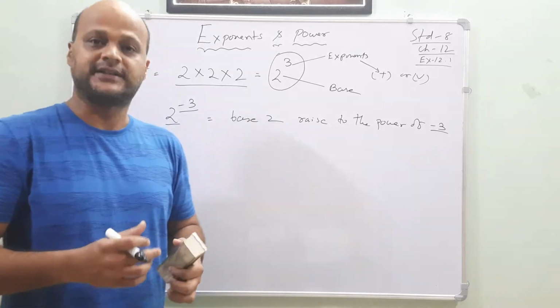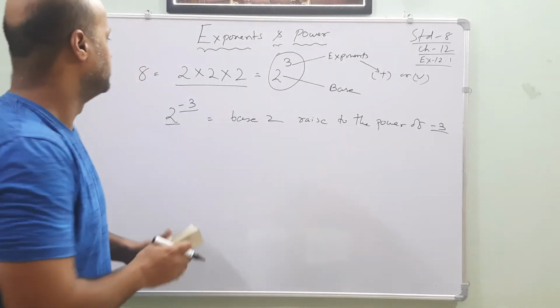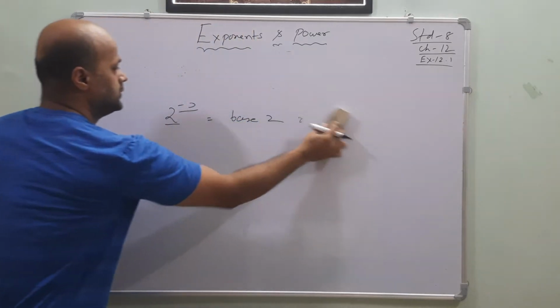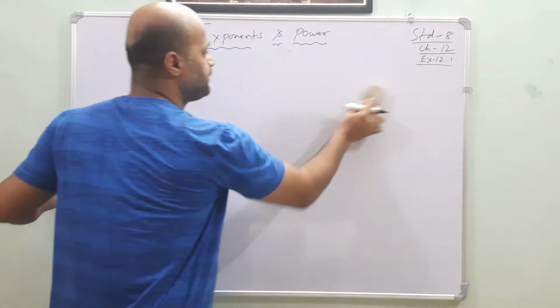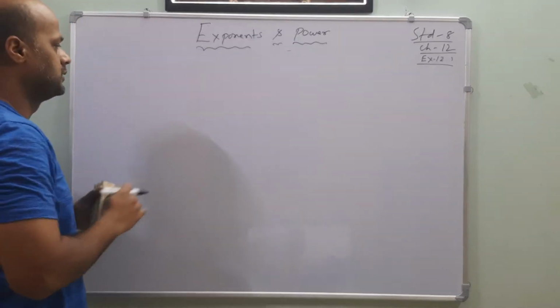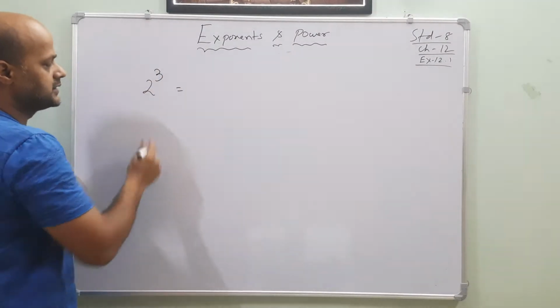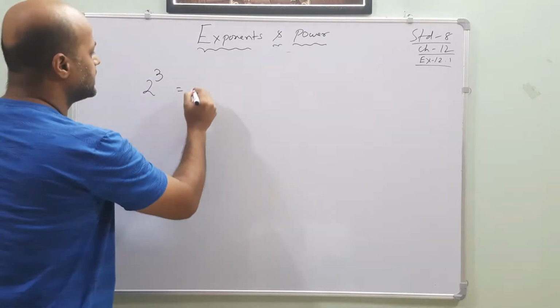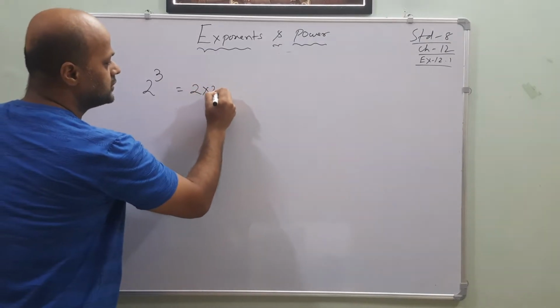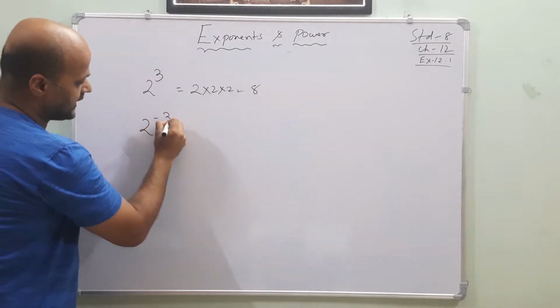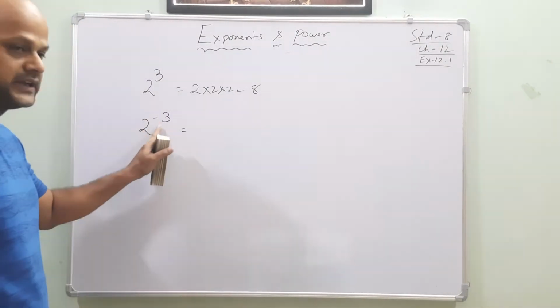Understood? Okay, let's come one by one. Take an example. Now my dear friend, just tell me, the simple thing is that 2 to the power of 3 means 2 is multiplied 3 times and the result is coming how much? The result is coming as 8. If it is 2 to the power of minus 3, it is in minus form.